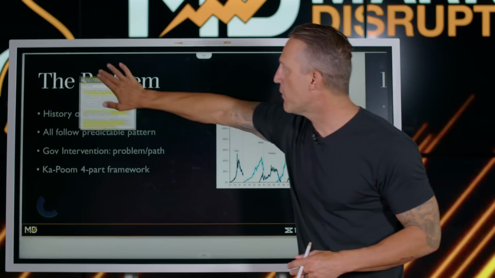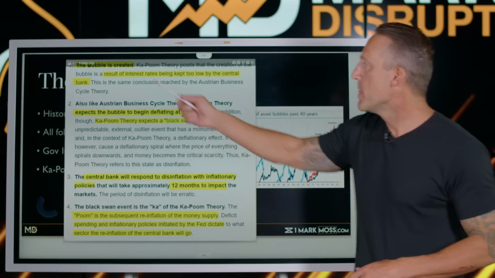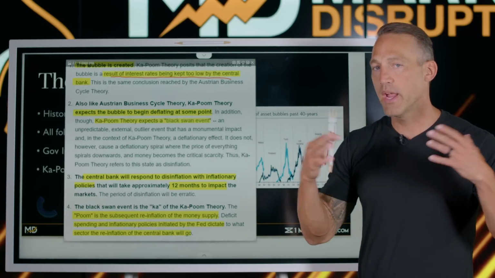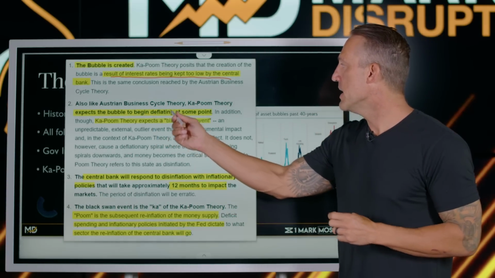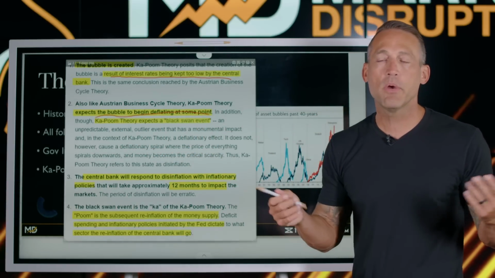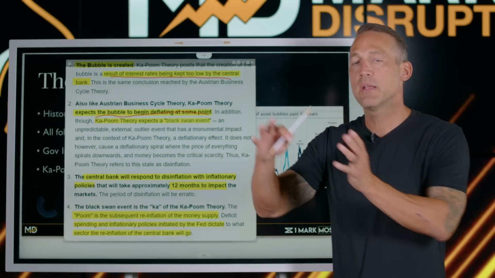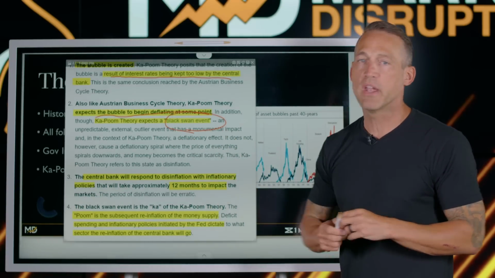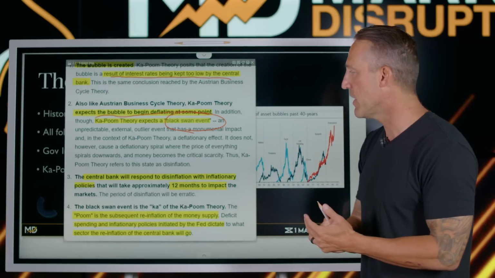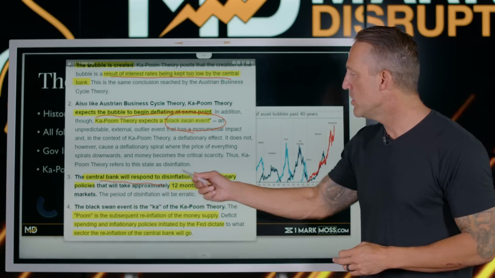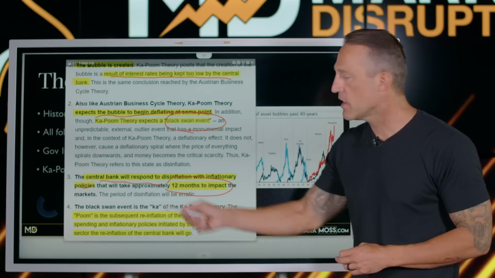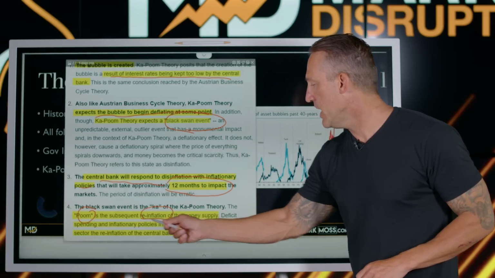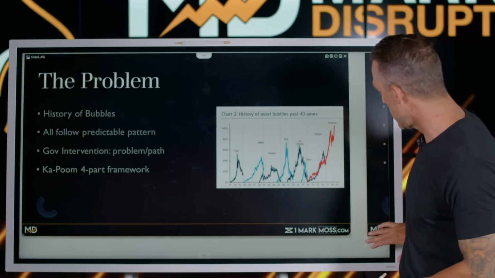All right, now the four parts, I'm going to break these down one by one, but the four parts are the bubbles created, okay? The bubbles created as a result of interest rates being kept too low by the central banks. That creates way too much money. I'm going to break all this down for you. Step number two is that the bubble begins to deflate at some point. At some point, people's wants, needs, desires shift, and so the big boom starts to deflate, it starts to bust. But as it's starting to deflate, we have a black swan event, a big event that happens that then pushes a hole in that bubble and it starts to deflate rapidly. Then the central bank will respond to the disinflation with inflationary policies that have a 12-month lag. I'm going to break all this down. I'm going to show you examples of it. And then the strategy then is the Kapoom part. It's the subsequent reinflation of the money supply. All right, so let's break all this down so you can understand how to invest through this.